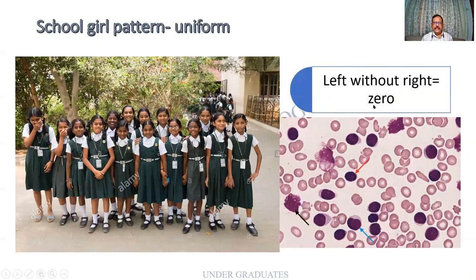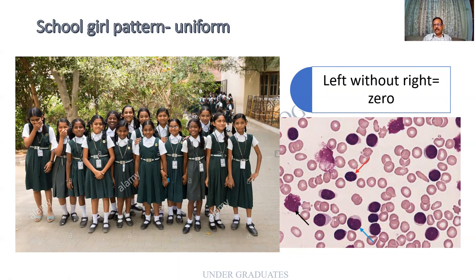Left without right is equal to 0. Many students write only this. They write schoolgirl pattern and they expect an answer. That is why, if you are writing the left, omitting the right, we will give you 0. You should describe the peripheral blood. What are all the causes? What are all the other hematological findings? What is a Coombs test? What can be the clinical manifestations, etc. And finally, you can just add a feather to its cap by a schoolgirl pattern.